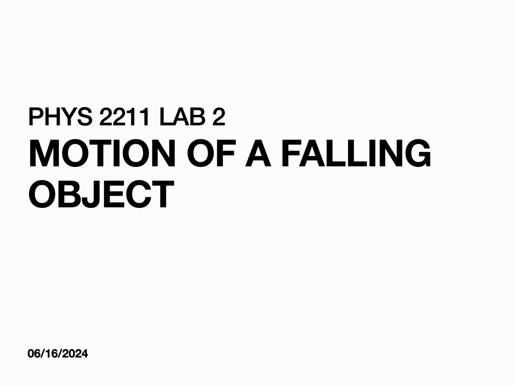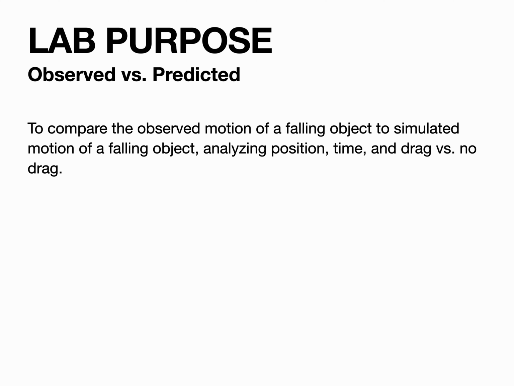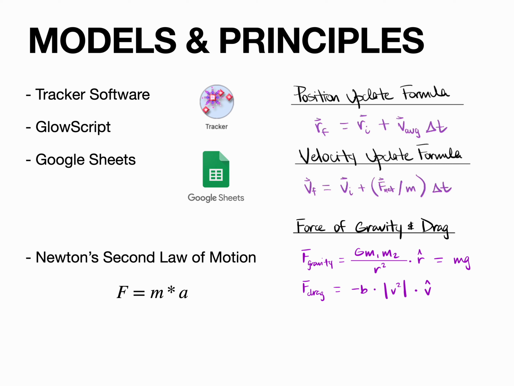This is my lab on the motion of a falling object. The purpose of this lab is to compare the observed motion of a falling object to the simulated motion of a falling object, analyzing position, time, and drag versus no drag. Models and principles used: Tracker software, GlowScript software, and Google Sheets were used.